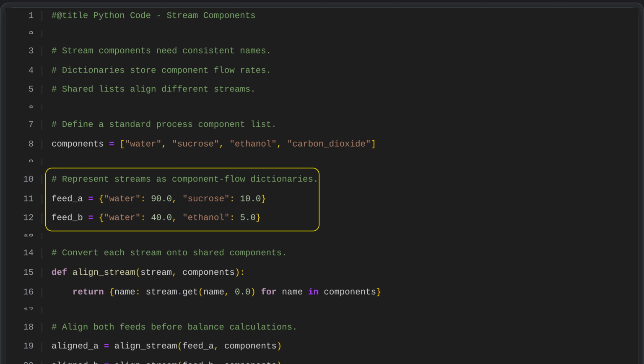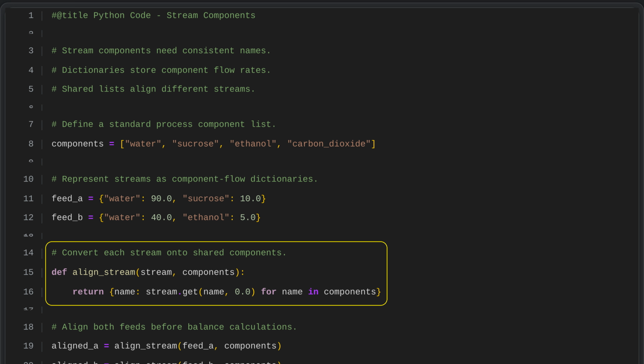Two stream dictionaries are created to store component flow rates. Feed A contains water at 90 and sucrose at 10, while Feed B contains water at 40 and ethanol at 5. This structure makes it easy to organize and work with the components in each stream.